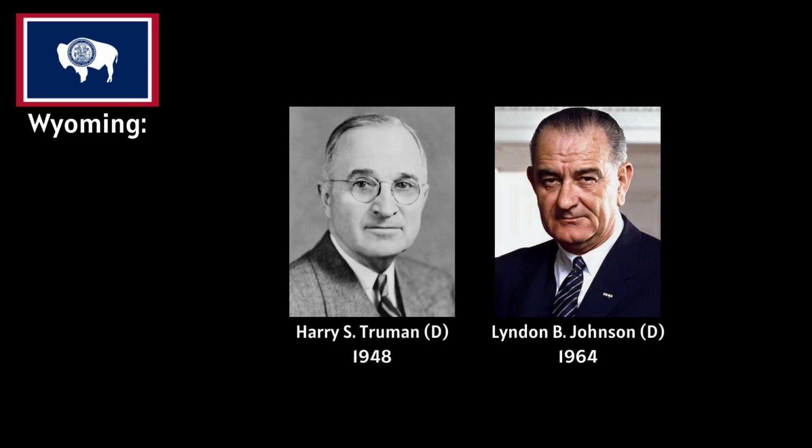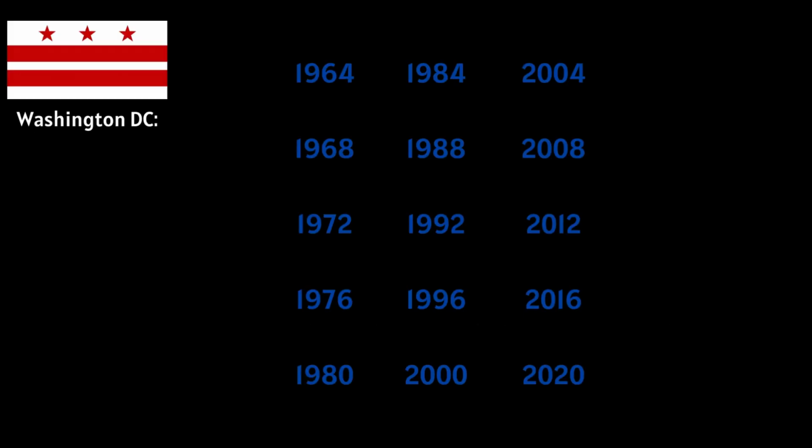Johnson in 1964. Finally, although not technically a state, the District of Columbia or Washington, D.C. holds 3 electoral votes. D.C. only began voting in 1964 and has voted Democrat in every single election since then.